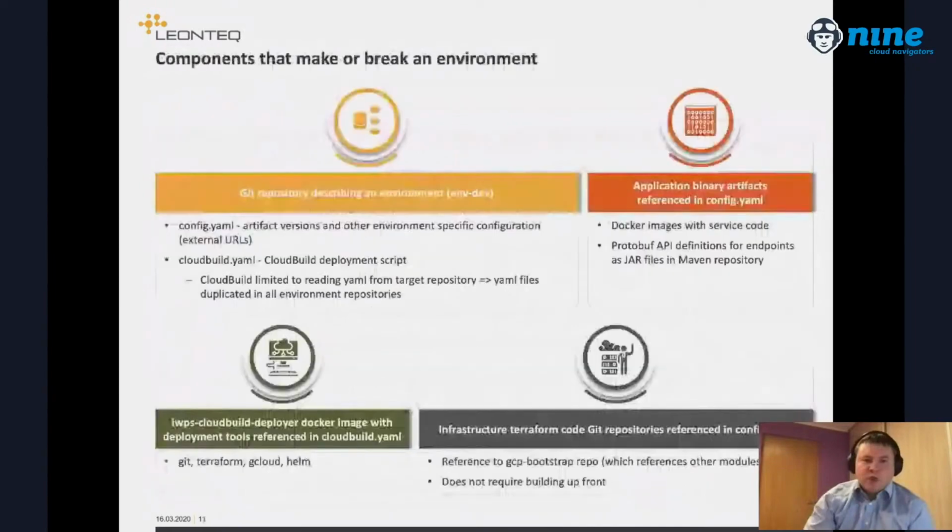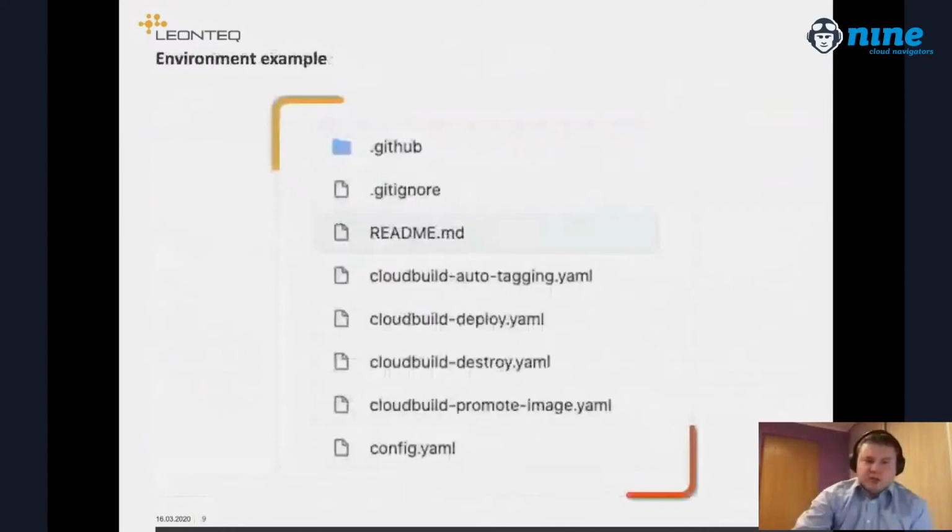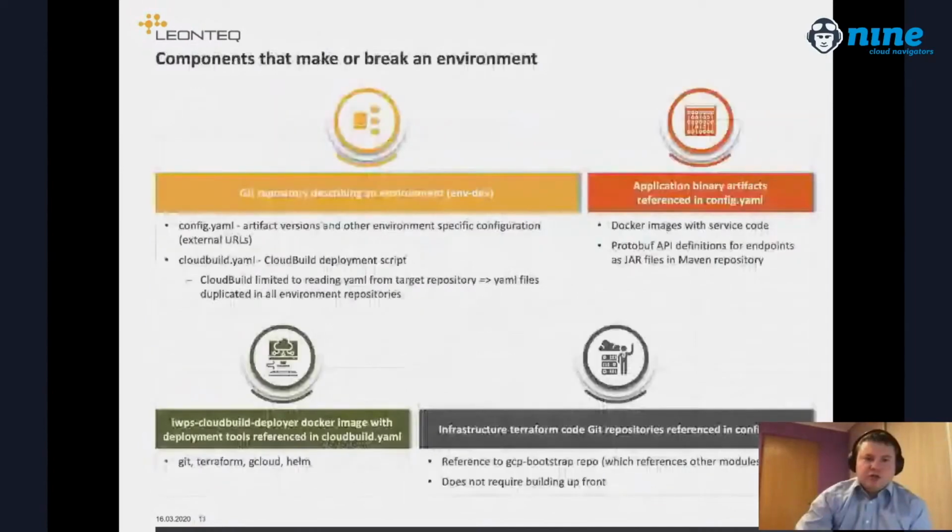So when we look at an environment as a whole, what is it, right? So this is this ConfigYaml, which is describing what the environment should look like. And then there is a bunch of code which is coming with it, which actually gets deployed in the end and makes up the real environment. And so what we have there is the Cloud Build YAML files, which tell us how the environment will be deployed on a high level, basically what steps are there.